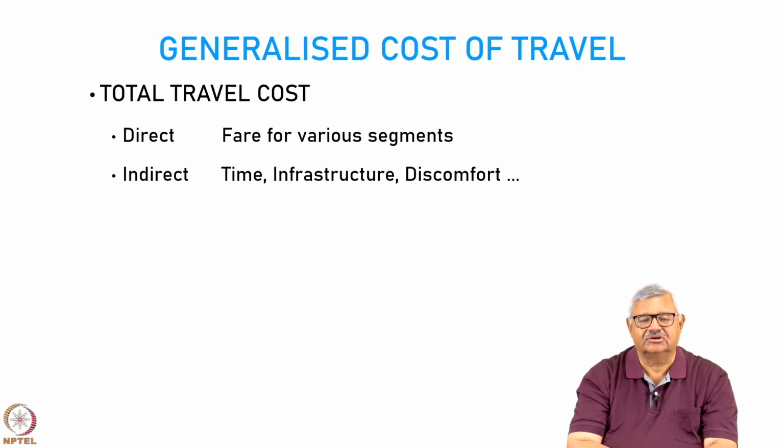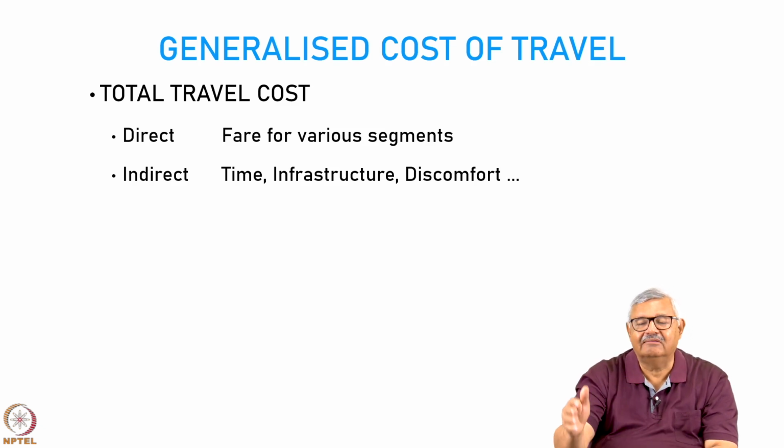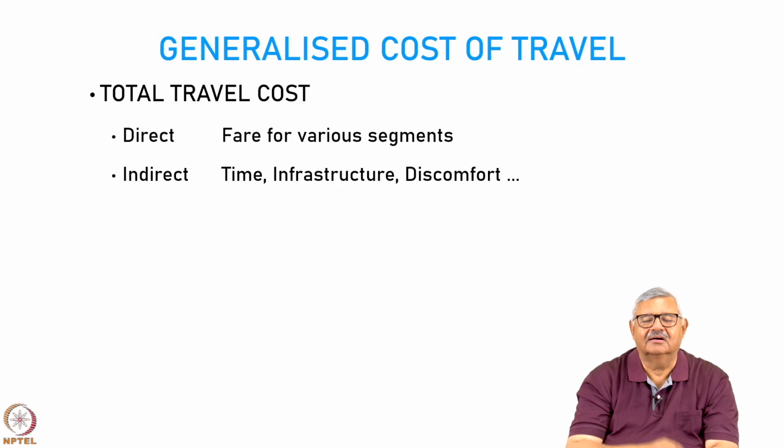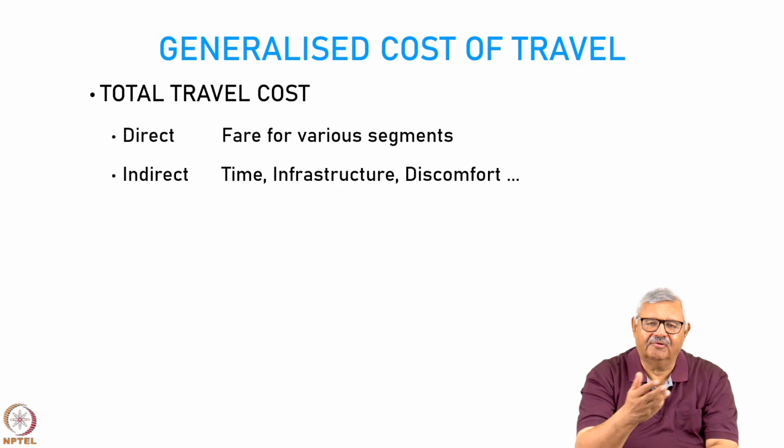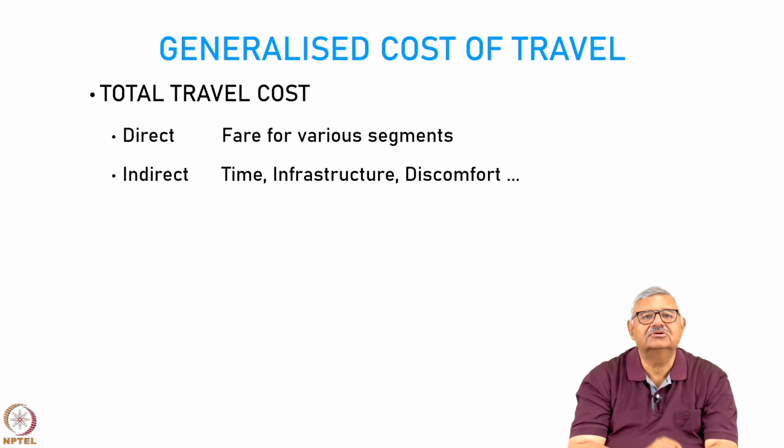connected with the infrastructure. For you to be able to travel by air, there have to be airports. For you to travel by train, there have to be railway lines, railway stations, the railway car itself. Similarly, for road transportation, you need to have roads. Now, all of this costs money, and that money is the infrastructure related cost. When you set up a new route between two cities, you have to provide the infrastructure, and that has its own cost. Then there is a cost because of discomfort.